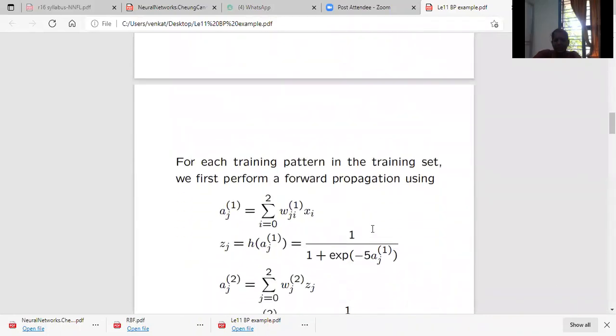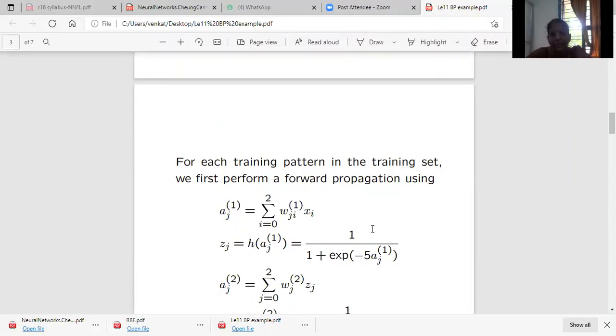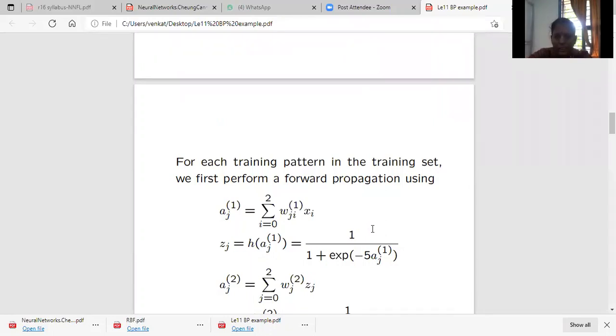So first, the training pattern using forward propagation. First, aj(1). You have two inputs. So the summation over i from 0 to 2 of Wji xi, and considering the activation function, your sigmoidal function 1 / (1 + exp(-5 aj)).